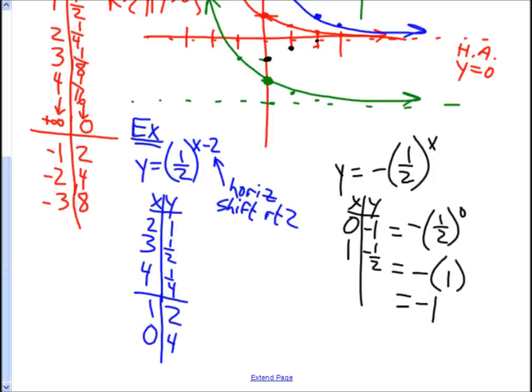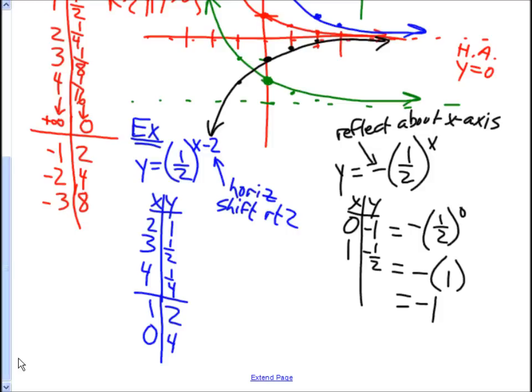That's right there. 2, negative 1/4. Let's plug in negative 1. Instead of being a 2, it's going to end up being a negative 2. And soon enough, you see the black right there. You see how it's just a reflection. That negative will reflect about the x-axis. Okay, so those are some transformations for exponential decay. And when in doubt, just plug some points in, take a look at it, and see what it looks like.